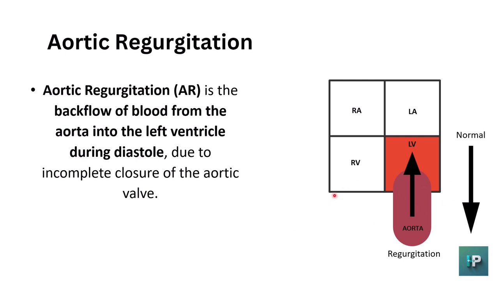Here we see a simplified diagram of heart chambers: right atrium, right ventricle and left ventricle. Normally flow occurs during systole from left ventricle to aorta and no flow occurs during diastole. But in aortic regurgitation there will be abnormal backward flow from aorta to the left ventricle chamber. See here the regurgitation flow mentioned, and you can see in normal there will be normal thickness of ventricular wall and chamber size is normal.